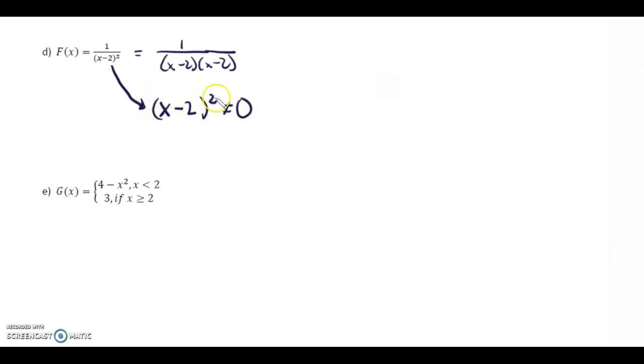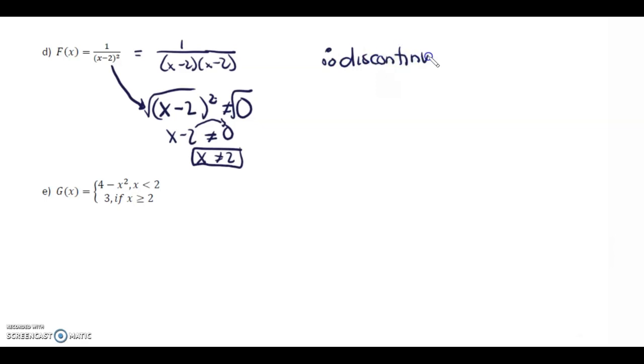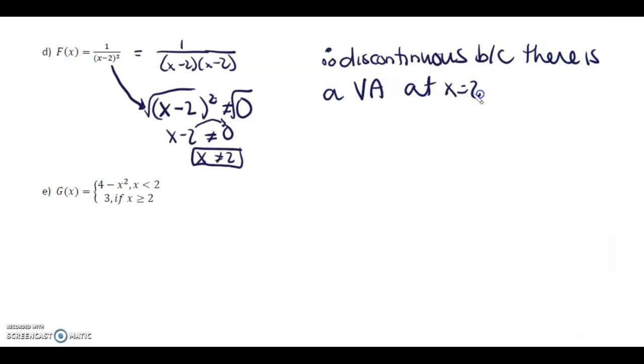Since this is squared, we're going to square root both sides. x minus 2 cannot equal 0. And then we're going to bring over the negative 2. x cannot equal 2. Okay, that's how you formally state the restriction in the denominator. In other words, this is going to be discontinuous because there's a vertical asymptote at x equals 2.